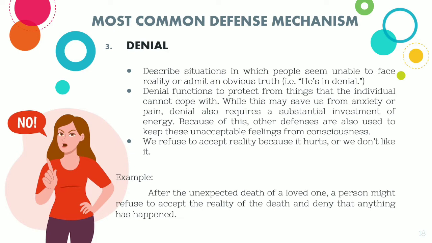The next common defense mechanism, the third one, is denial. Denial describes situations in which people seem unable to face reality or admit an obvious truth. Example, he's in denial. Denial functions to protect from things that the individual cannot cope with. While this may save us from anxiety or pain, denial also requires a substantial investment of energy. Because of this, other defenses are also used to keep this unacceptable feeling from consciousness.